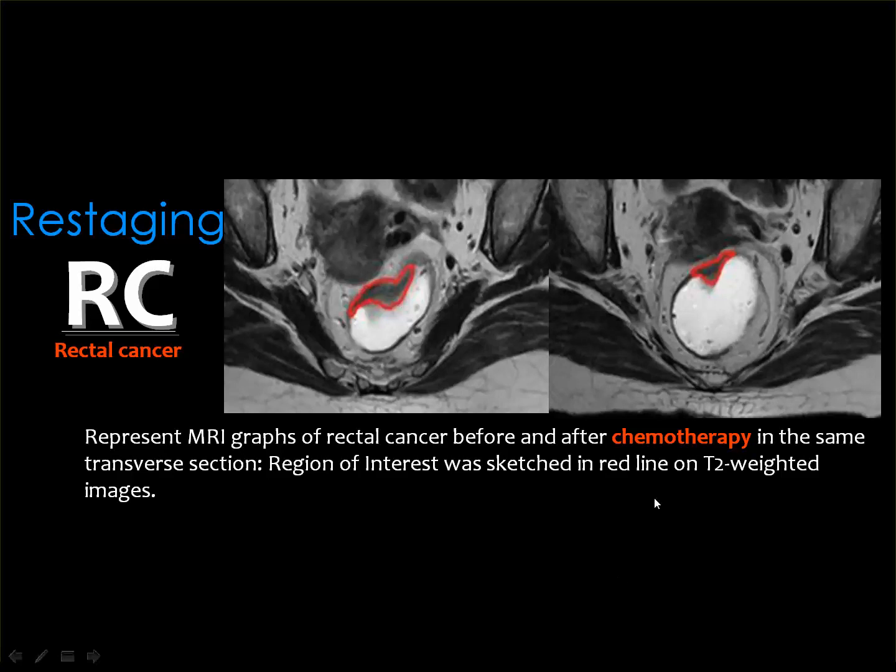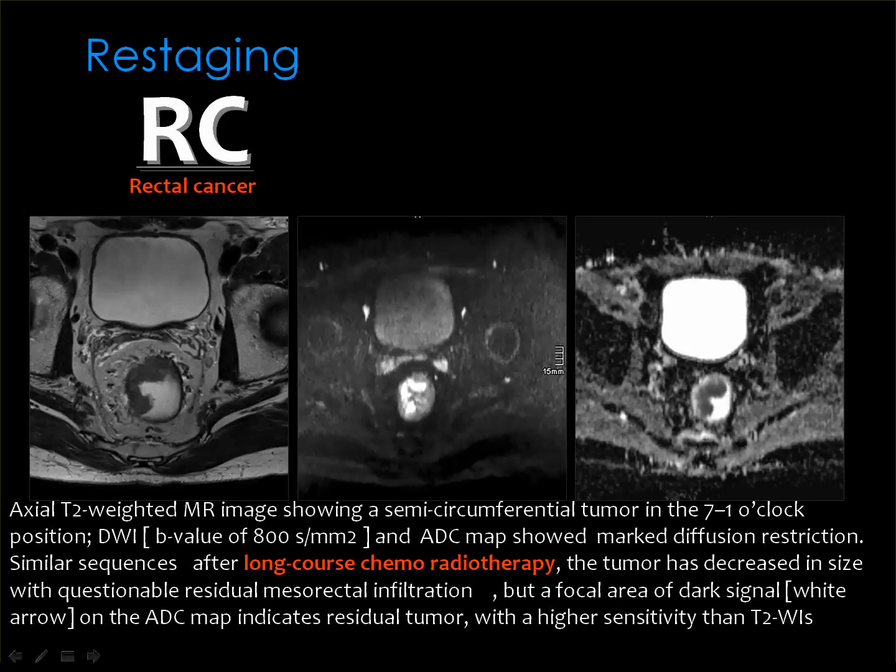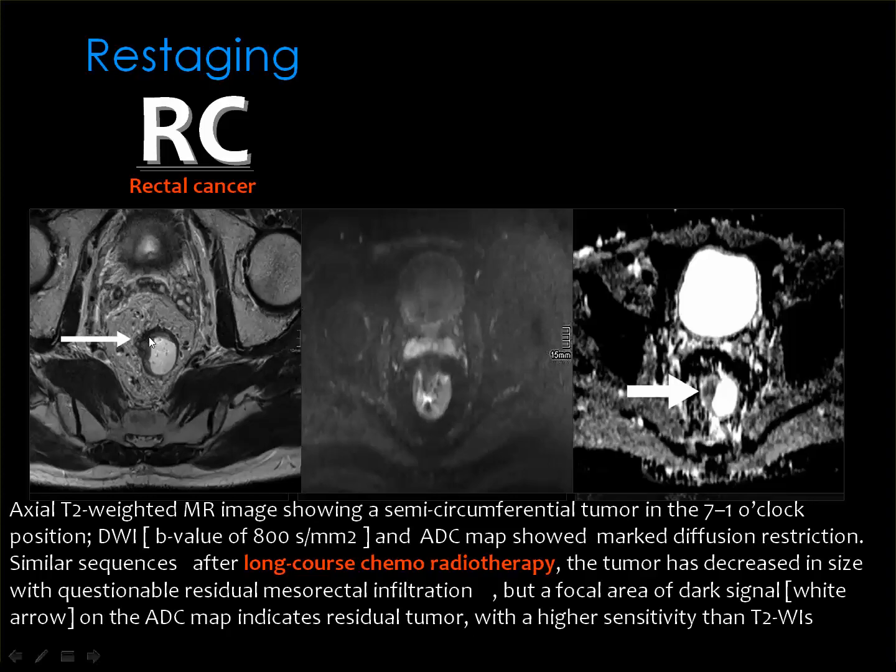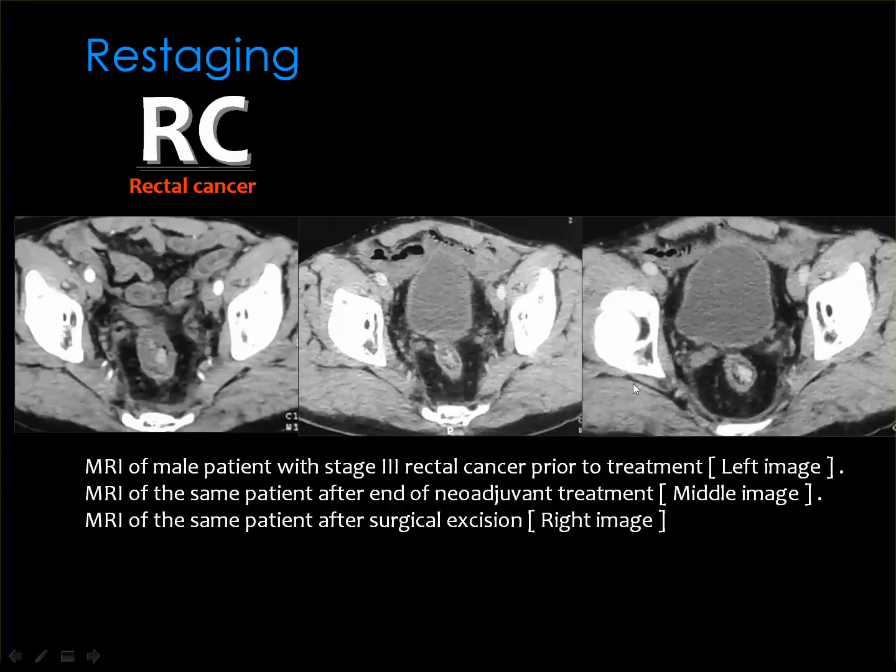And here, this is a rectal tumor that is evaluated after chemotherapy. You see the regression of the tumor size. And this is another example of a rectal tumor involving the right side of the rectal wall after long course of chemoradiotherapy. You see there is a significant regression in the tumor size with a remaining small area of diffusion restriction, which is suggestive of residual tumor. And this is an example of a rectal cancer. This is before therapy, this is after therapy, and this is after surgery. And you got almost normal findings.